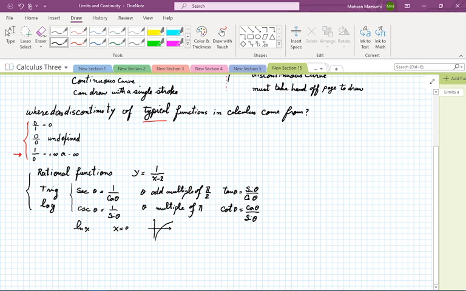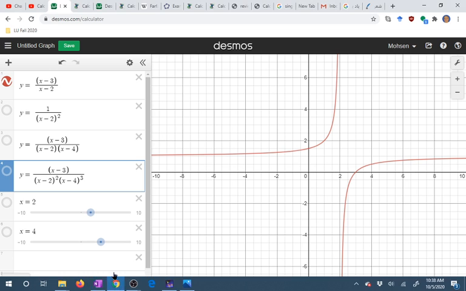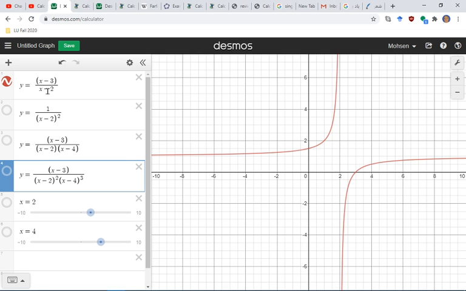Let's go ahead and take a look at the simplest type of this, which is a rational function, a ratio of two functions. They are going to show discontinuity. Let's see how. So here I've drawn a picture of x minus 3 over x minus 2. The denominator becomes 0 at x equal to 2, and you're going to have a vertical asymptote there. Let me highlight the vertical asymptote for you at x equal to 2. This orange line is the vertical asymptote.